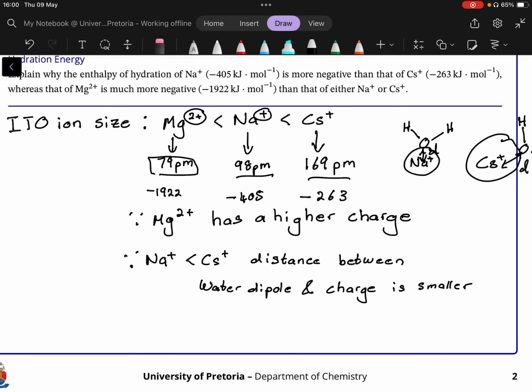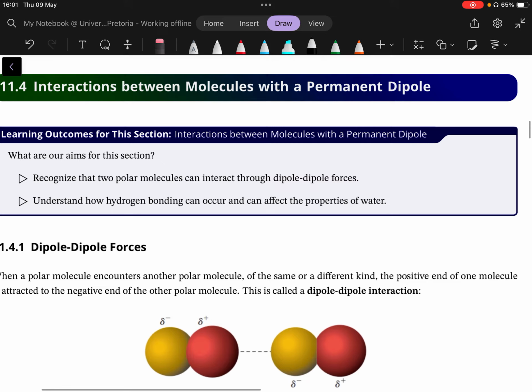Not really a typical question. This is not like an exam question. It's more that you need to understand what the things mean and recognize them in other sections.